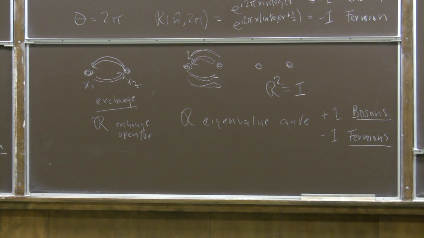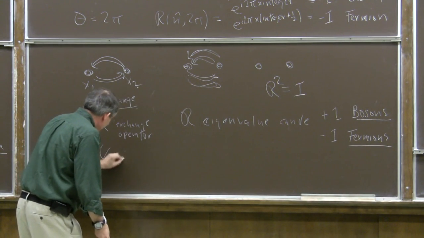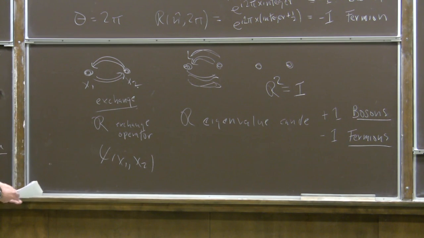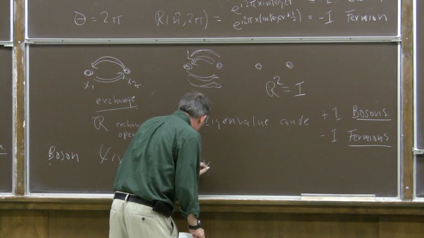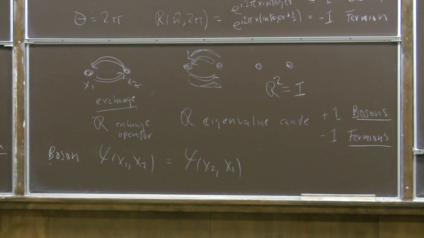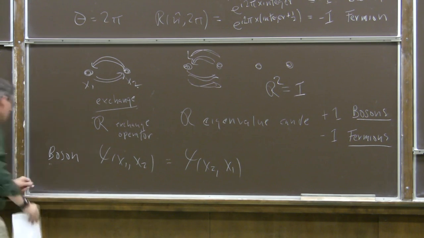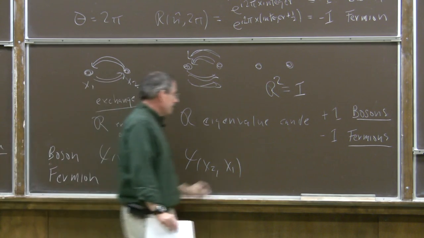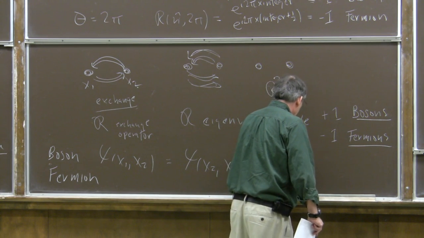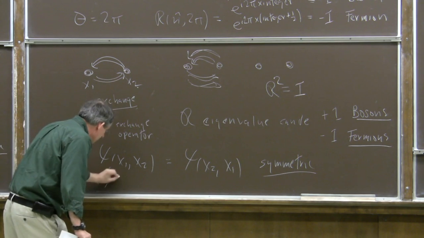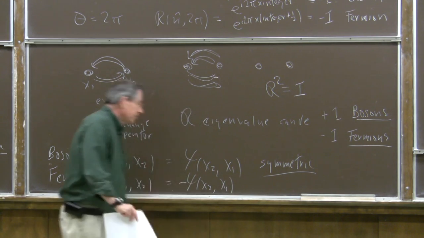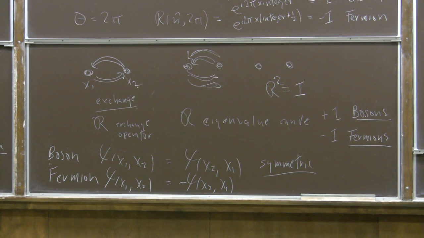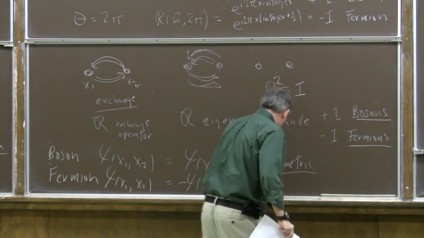So another way of saying it is, if I think of the wave function as depending on the positions of 2 particles, in the case of a boson, the wave function is a symmetric function of the positions. So if I swap x1 and x2, it has the same value. So we say in that case it's a symmetric wave function, symmetric under exchange of the 2 particles. If it's a fermion, if I swap the positions of the 2 particles, it doesn't leave the wave function invariant, it changes its sign. So it has to be an antisymmetric function of the positions x1 and x2, antisymmetric under exchange.